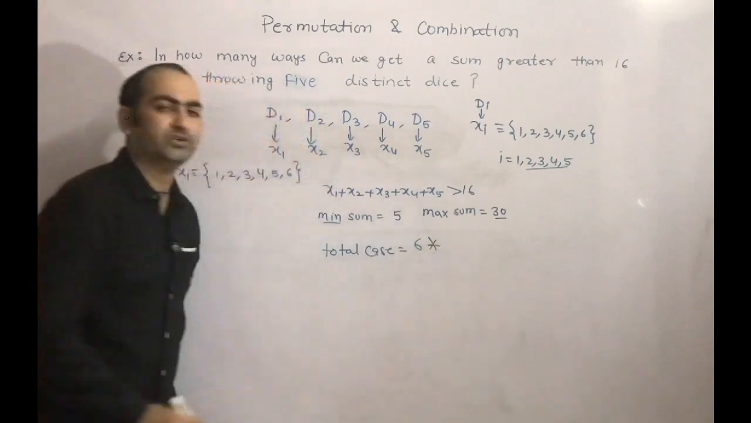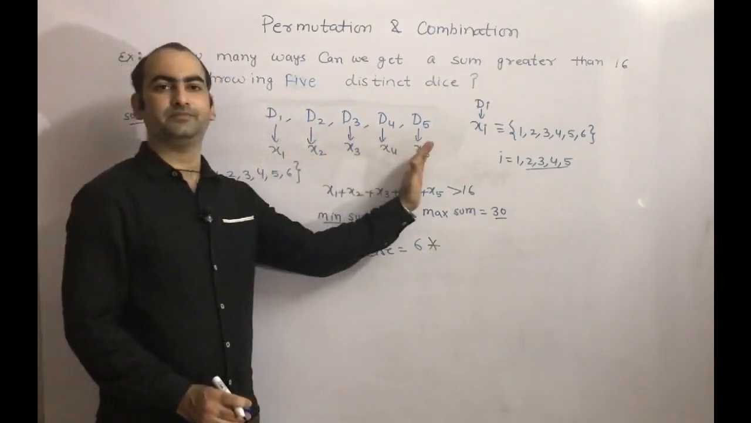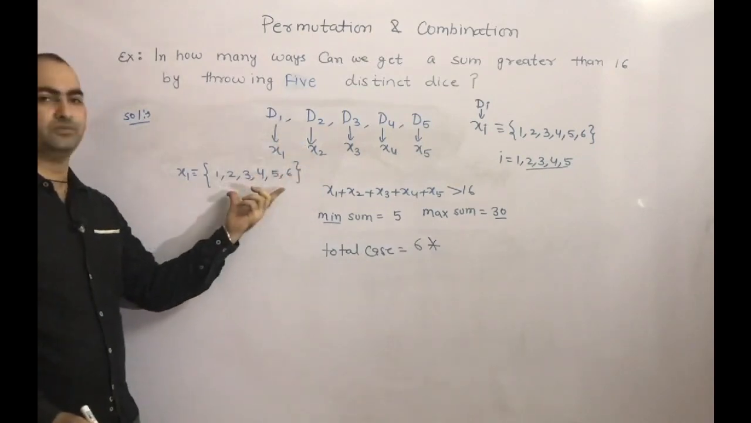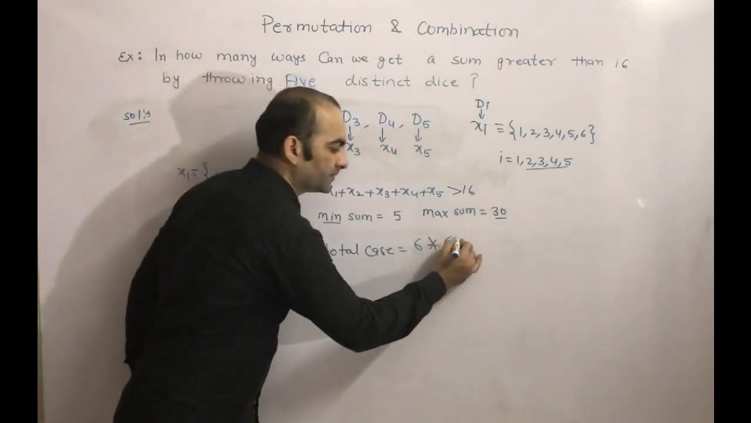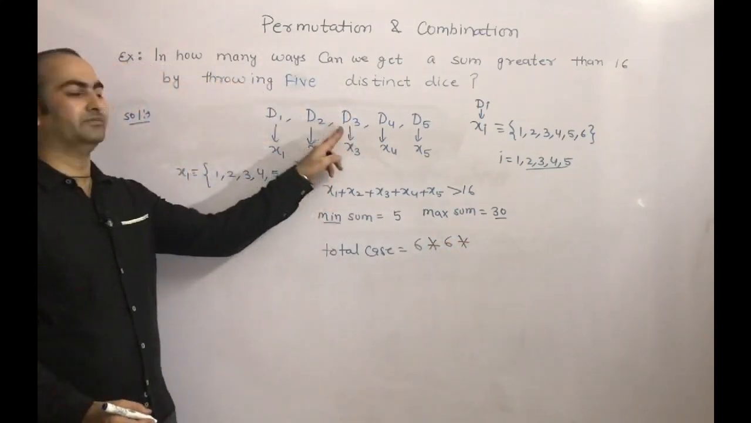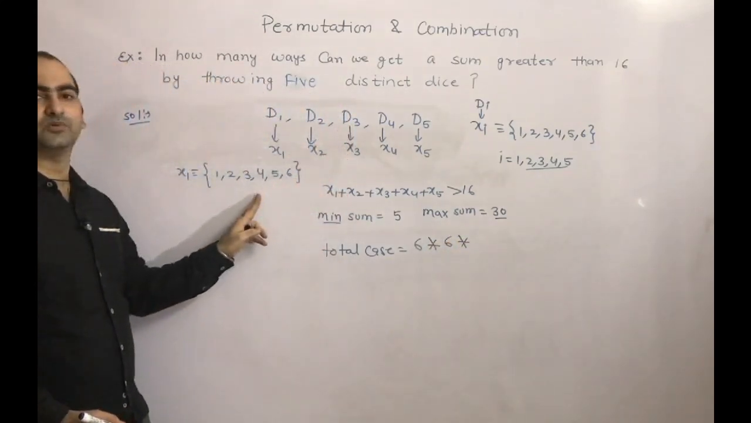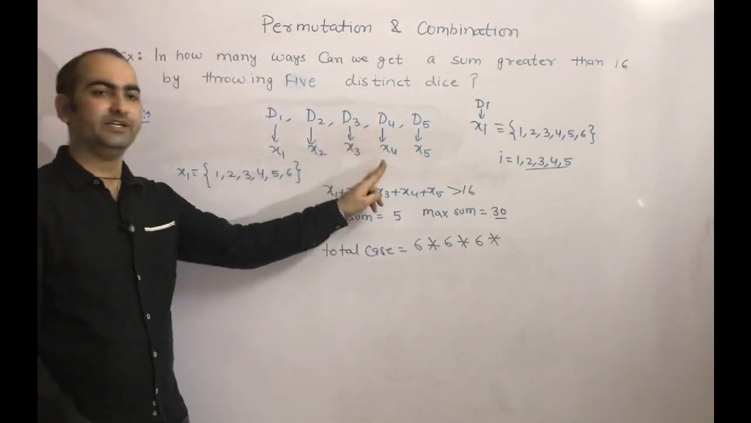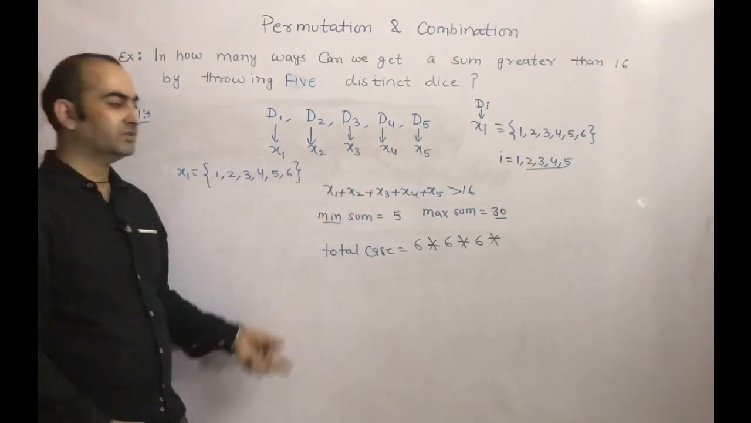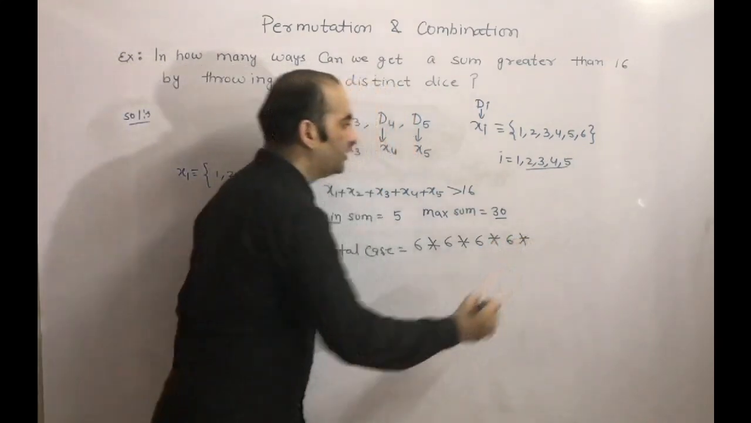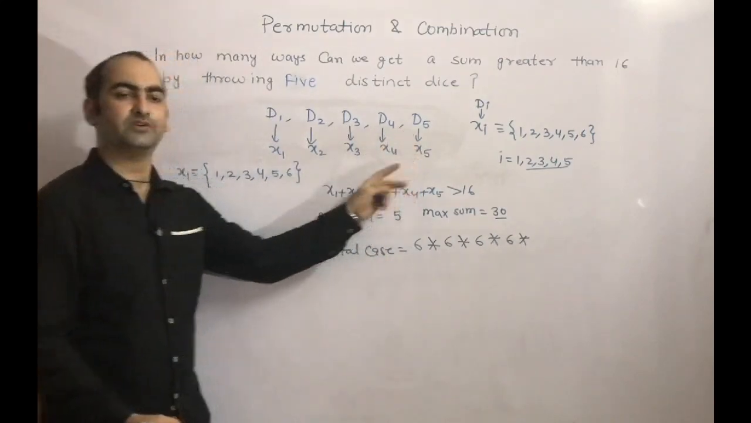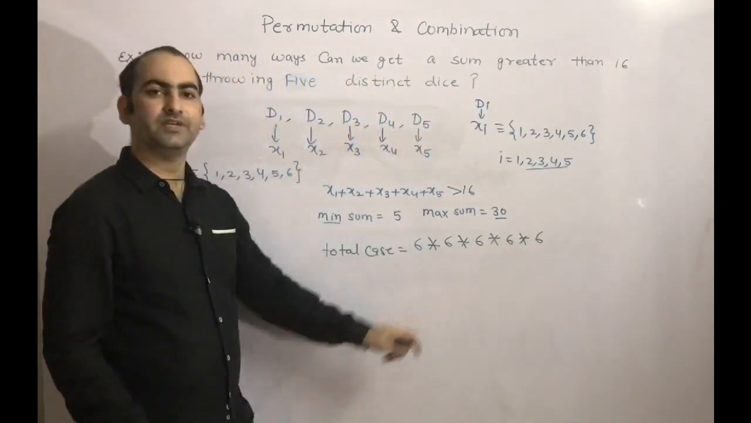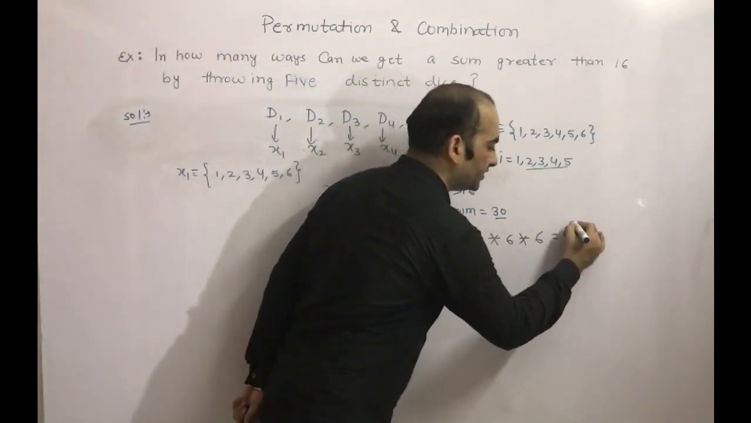Now we have to multiply, because your task is not over. You have to roll all the 5 dice. Now we roll d2 and get x2. For x2 we have 6 possibilities, so we multiply 6 into. Similarly, if you roll d3, you get x3, which also has 6 possibilities, so we multiply 6. Again multiplication: if you roll d4 we get x4, with 6 possibilities, so multiply 6. If you roll d5 we get x5, also 6 possibilities, so multiply 6. Multiplying this, we get 6 power 5. So this is the total cases.